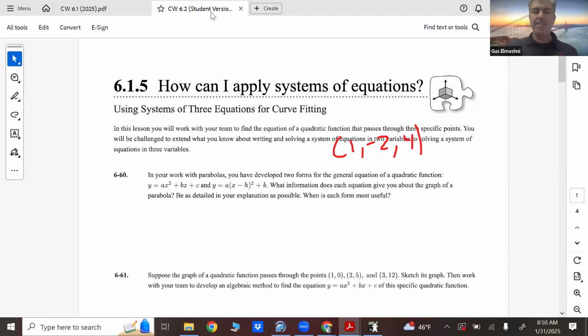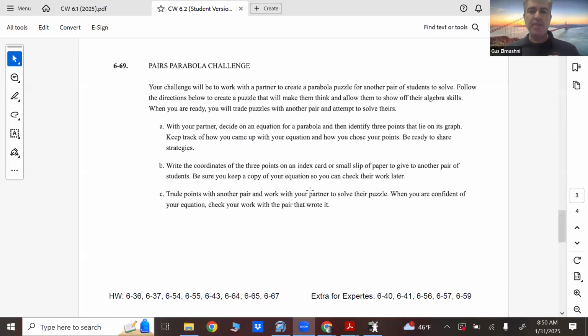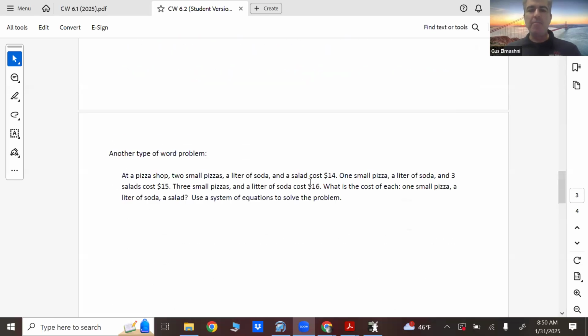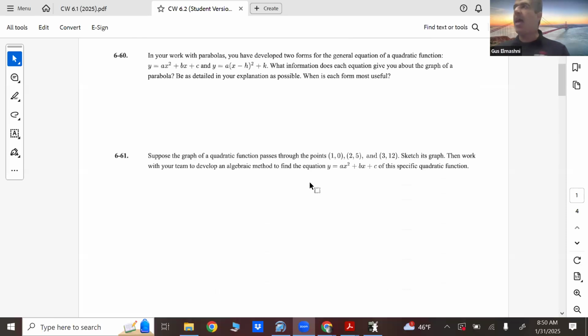Okay, let's get moving here. Here we go. So my plan is to try to get these notes done with enough time for you guys to start homework as well. Yeah, homework's gonna be on the last page. We won't do the pairs parabola challenge. We'll skip that last problem. But I do want to do the word problem so you guys understand how to set this up. And then also I'm gonna have you guys do this in the calculator so you guys can actually do it on your own. So you guys might want to get your calculators out.